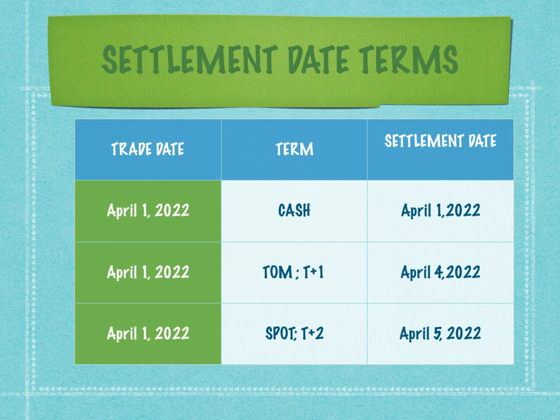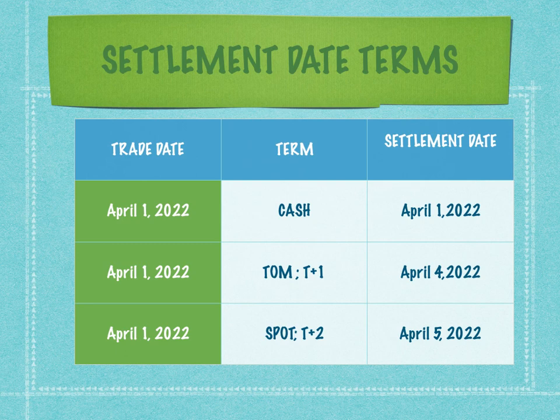Why is that so? This is because April 1st is a Friday, T plus 1 is a Saturday. Foreign exchange markets are closed on Saturdays and Sundays. No settlement ever takes place on a Saturday, Sunday. And the settlement date therefore gets scheduled to April 4th. This is for T plus 1 contracts.